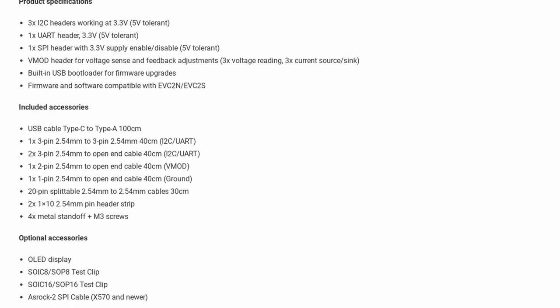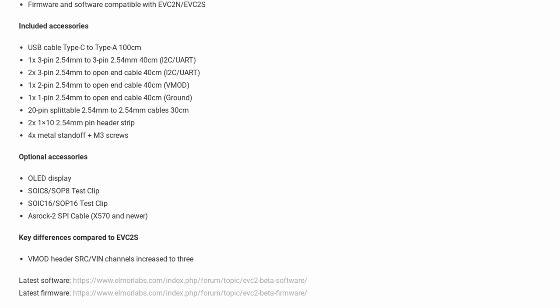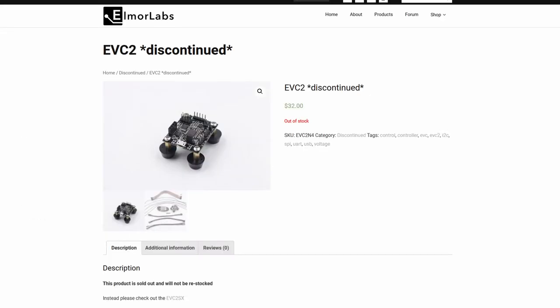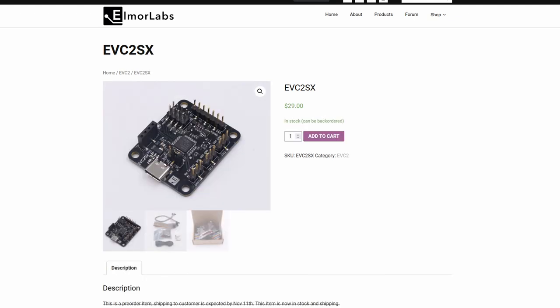But the device also has UART and SPI functionality. There are three variants of the EVC2: the original EVC2, the EVC2S, and the EVC2SX. Only the latter is still available, while the former two are discontinued. ElmorLabs is founded by former ASUS ROG motherboard engineer and extreme overclocker extraordinaire Elmore.